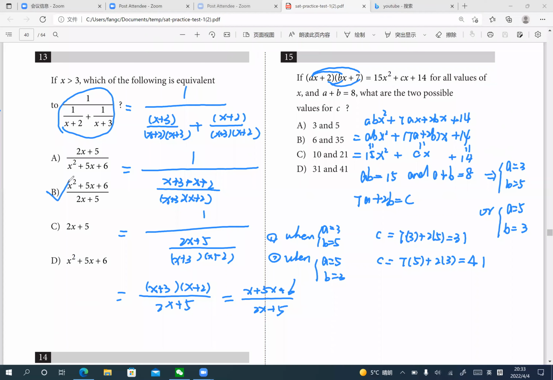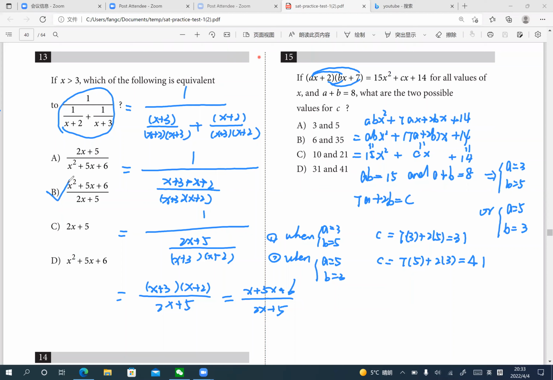Question 14. If (ax plus 2) times (bx plus 7) equals 15x squared plus cx plus 14 for all values of x, and a plus b equals 8, what are the two possible values of c?